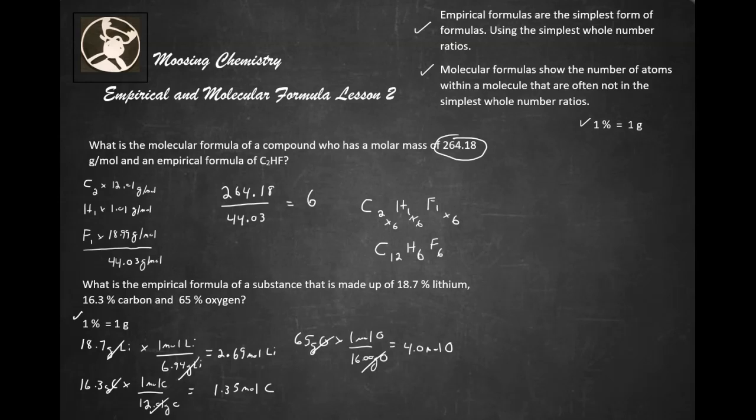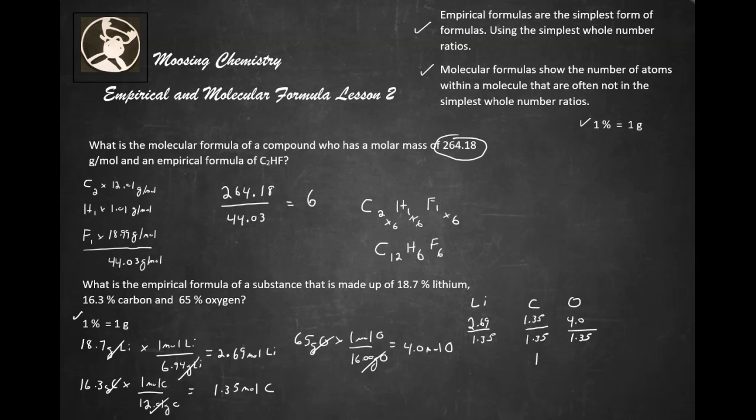Now what we're going to do is set this up. So we have lithium, carbon, and oxygen. Lithium was 2.69 divided by the smallest value, which would be 1.35. Carbon's going to be 1.35 divided by that 1.35 again because it's the smallest of the three. Then oxygen is going to be 4.0 divided by 1.35.